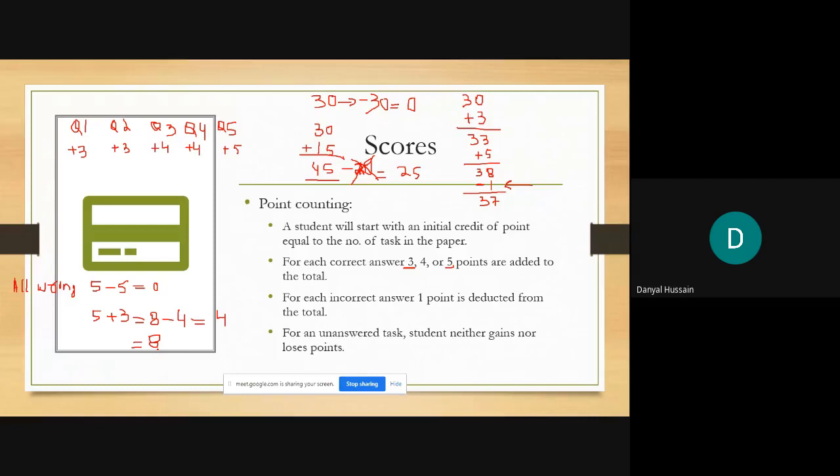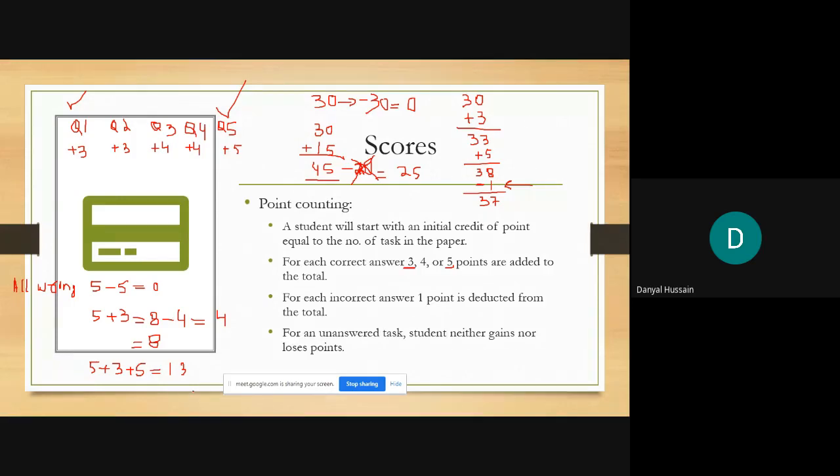Let's take one more example. Your initial marks are 5. For example, you have selected question number 1 and question number 5 correctly. You have marked these two options correctly, so you will get 5 plus 3, 8, and plus 5 as well, 13. So your total marks are 13. And you are not sure about question number 2, 3, 4, which one is the correct option from these three questions. So it's better to not answer.